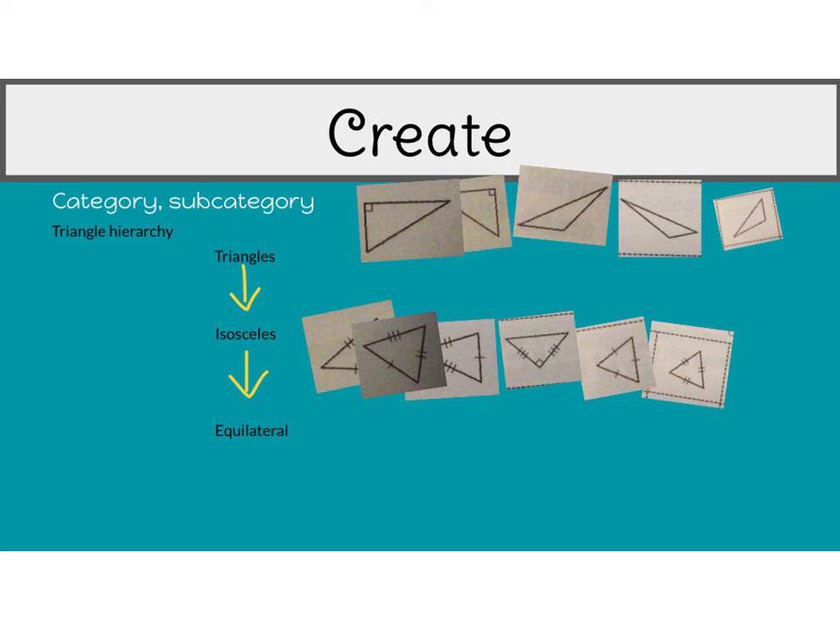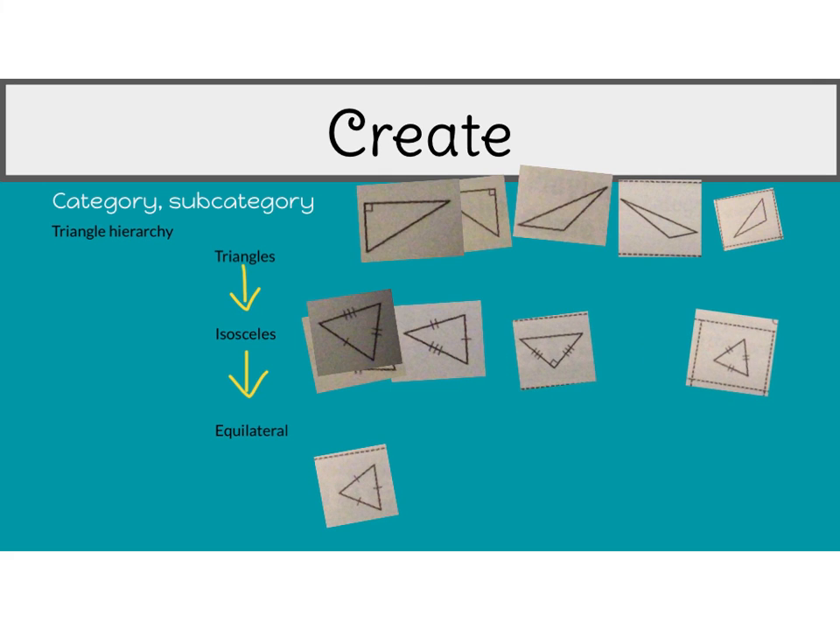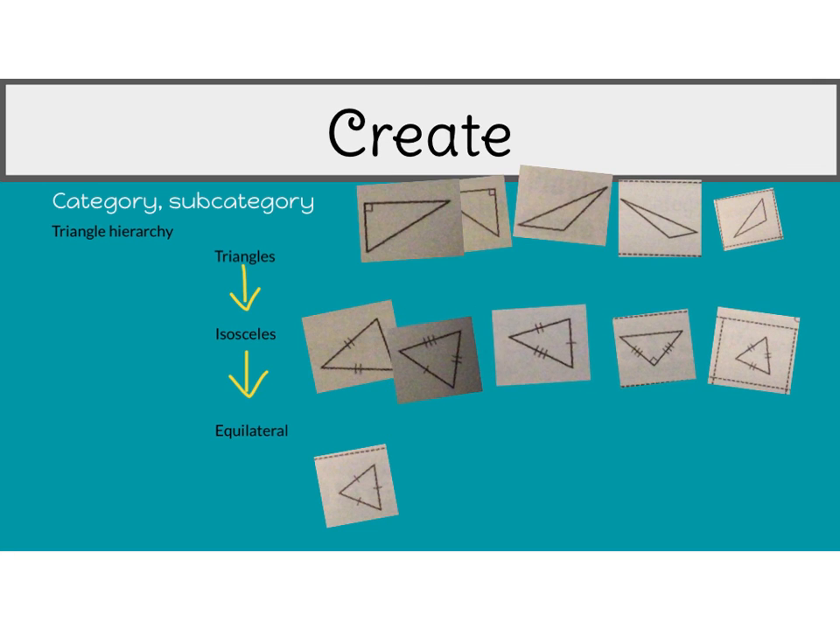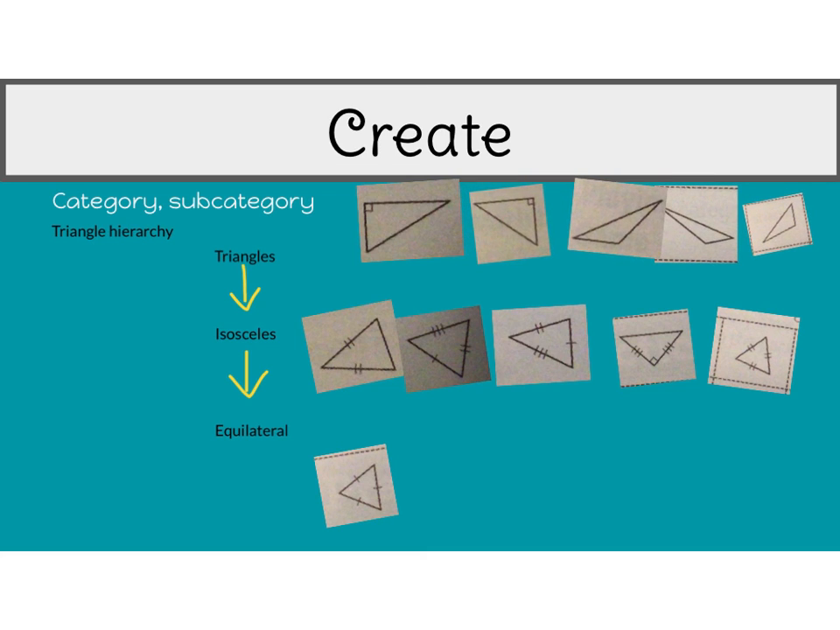So we're going to go through all of those isosceles triangles and try to determine if we have any that are equilateral triangles. Now, equilateral triangles are the triangles that have three congruent sides. So we're looking for ones that have three congruent sides. And it looks like I have one here. And in this batch, I only have the one. So this is how we would create our hierarchy for this particular group of triangles.